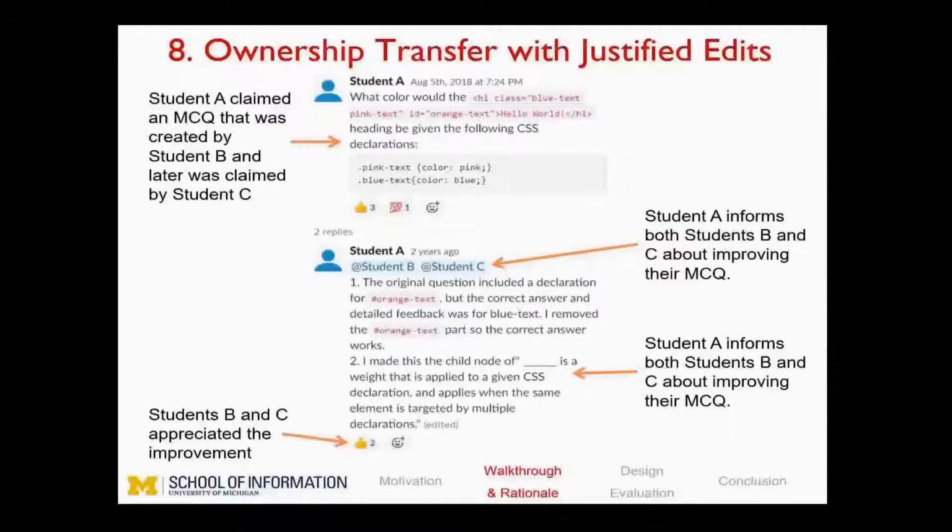Importantly, as a requirement for claiming the ownership of student B's MCQ, student A was supposed to post justifications or reasoning for their edits. This would help student B understand their possible mistakes and why and how their MCQ was modified. One of the interesting observations was that the students appreciated improvements on their MCQs by upvoting the claims.